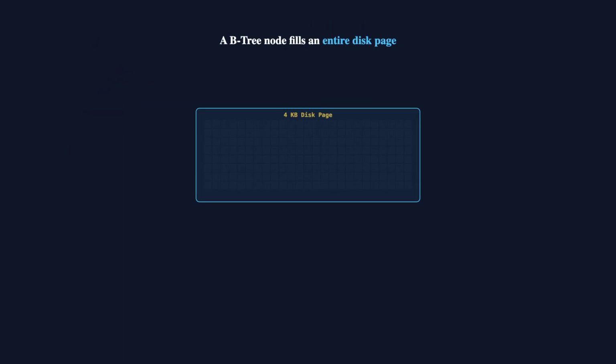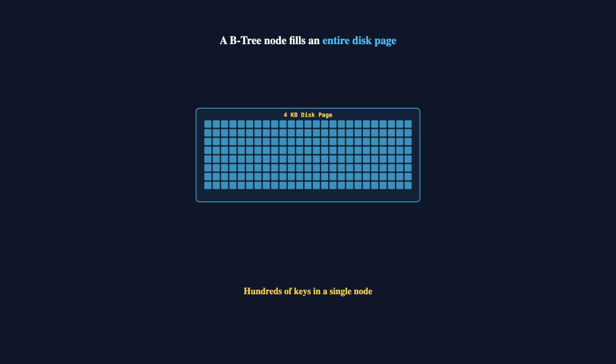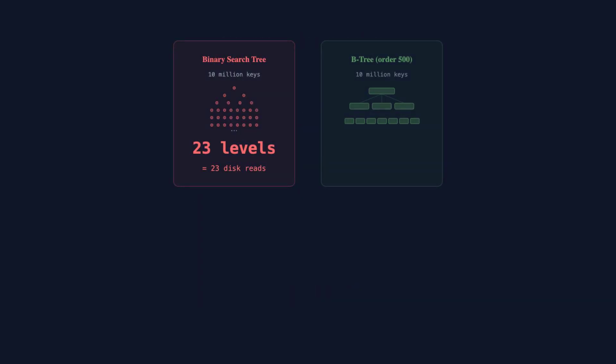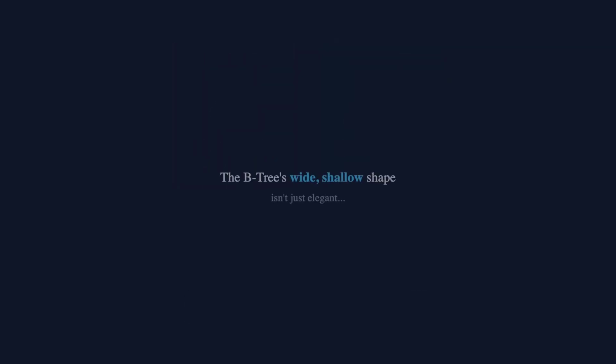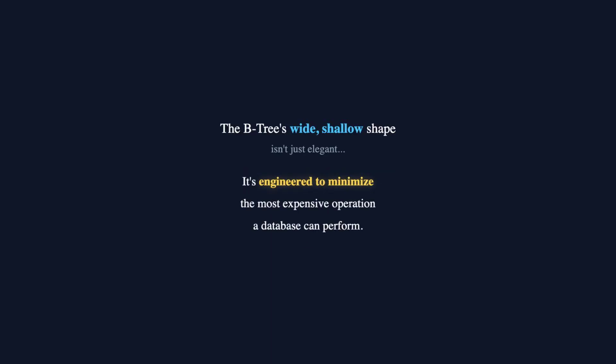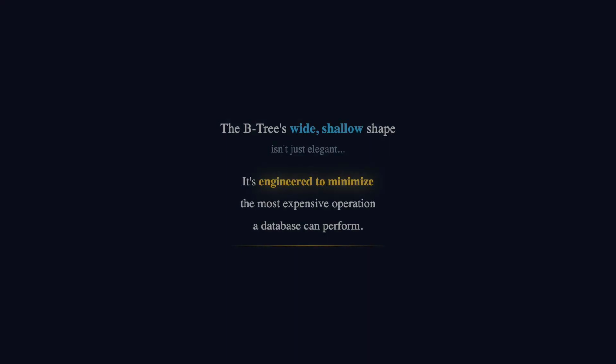But a B tree node is designed to fill an entire disk page, usually 4 kilobytes. That's enough room for hundreds of keys in a single node. With 500 keys per node, a B tree holding 10 million records only needs 3 or 4 levels. 3 disk reads instead of 23. The B-tree's wide, shallow shape isn't just elegant. It's engineered to minimize the most expensive operation a database can perform.